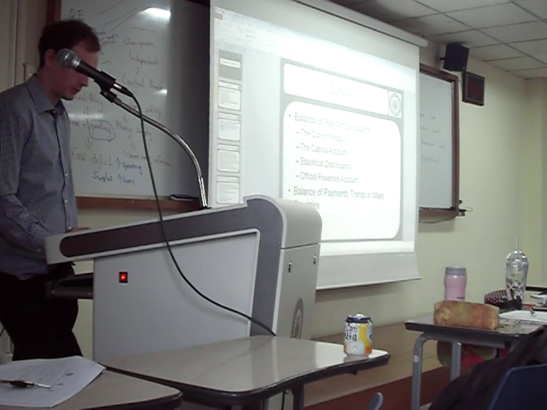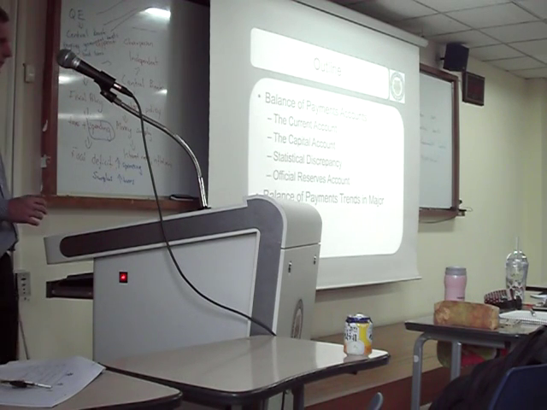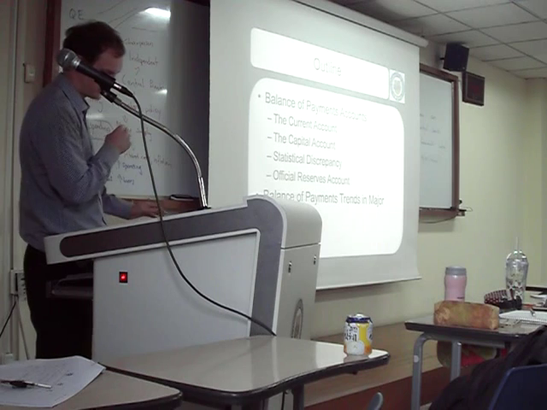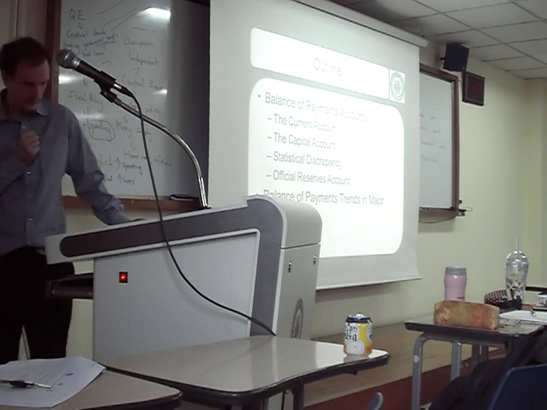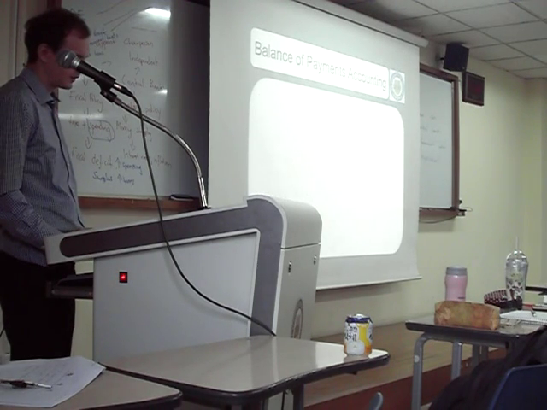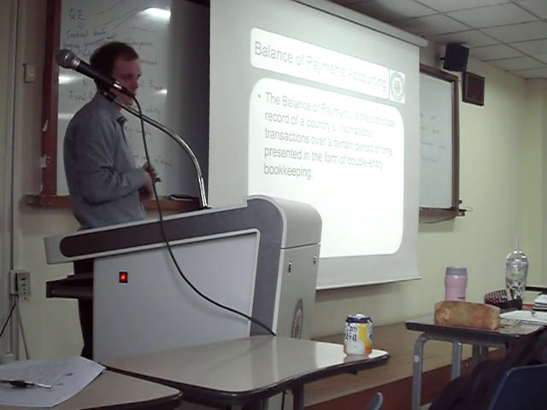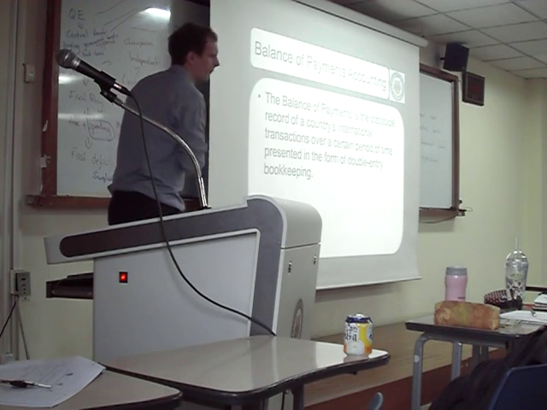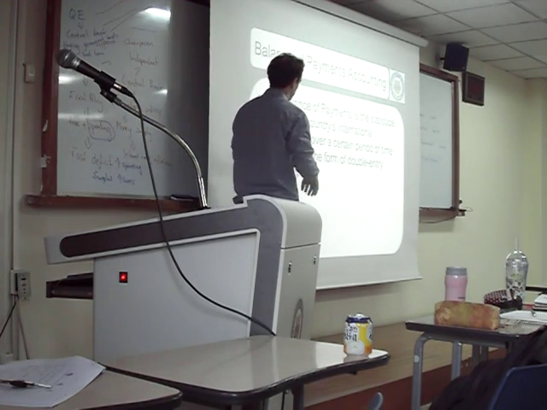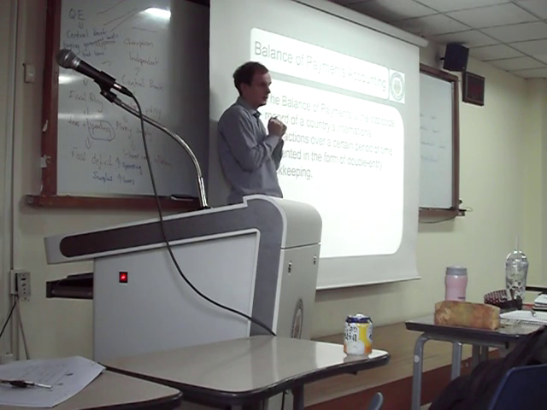So what can we find in the balance of payments? We're going to discuss the current account, capital account, reserves account, and balance of payments trends in major countries. So what is the balance of payments? It is the statistical record of a country's international transactions. We'll find later on the US website, they call it international transactions. Do you understand international transactions? International transactions is clearer than balance of payments.